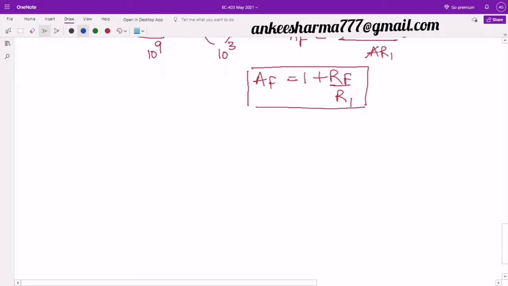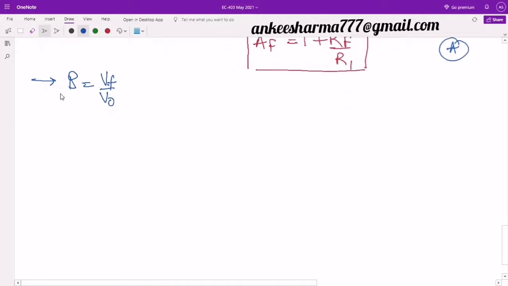Now I want to make a few more additions to it. For example, if I want this gain AF in relation with gain A, what I will do is make use of my beta over here. We know that beta is equal to, what was beta? It was VF by V naught.